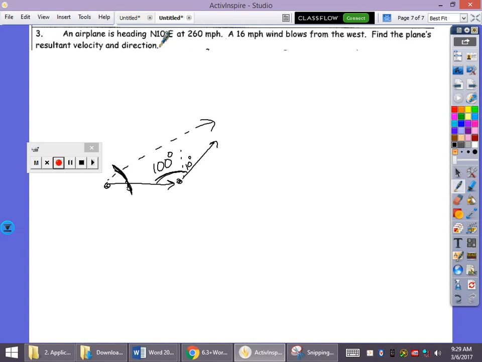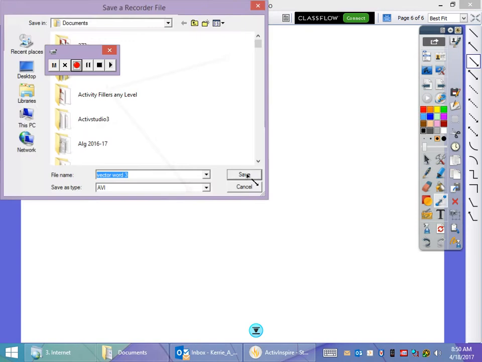It says 10 degrees east of north. So I had a north line, and I shifted 10 degrees. So right here, this is 90 degrees, and the line's an additional 10 degrees. 90 plus 10 is 100. Homework is 3 and 4.